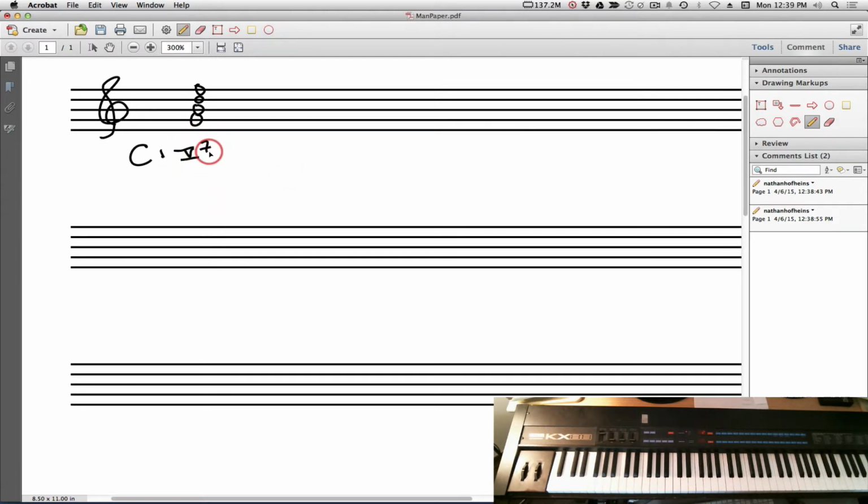Now, remember that when we do our figured bass, the Roman numeral refers to what? That is the root of the chord, right? And the numbers refer to the inversion. So let's remember that the Roman numeral refers to the root of the chord, and the Arabic numerals refer to the inversion. Let me do it down here again.